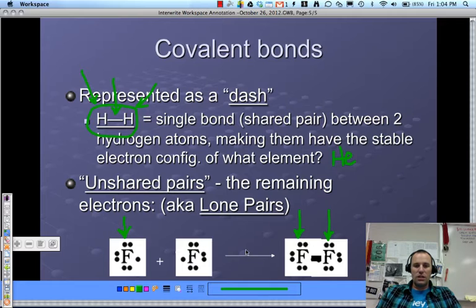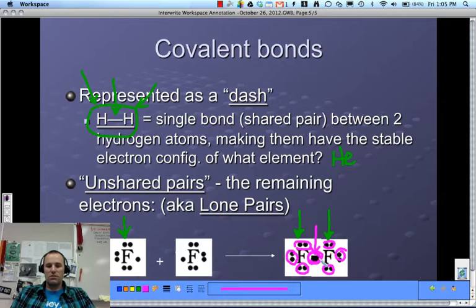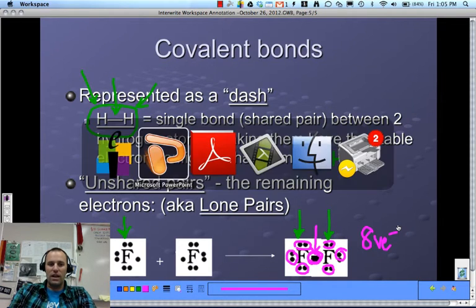If they bond with each other, since this line right here represents 2 electrons, it counts for both. Now look, this fluorine has 2, 4, 6, 8 electrons, and this fluorine has 2, 4, 6, 8 electrons, because this line counts for both. So they both now have 8 valence electrons, so they're both happy. That's what they want. Okay, all elements want to be happy with 8 valence electrons.